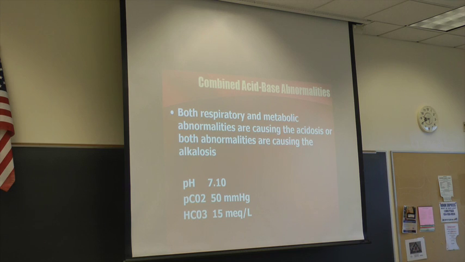And sometimes when you're looking at your blood gas, you'll see that both the CO2 and the bicarbonate are causing the same abnormality. If you tried doing the sheet that I gave you last week and you came across that, and said, wait, that's acidotic, and that's acidotic, what's this supposed to be? So one thing that we didn't discuss was that you could have a combined problem. So it can be respiratory and metabolic acidosis, or respiratory and metabolic alkalosis.